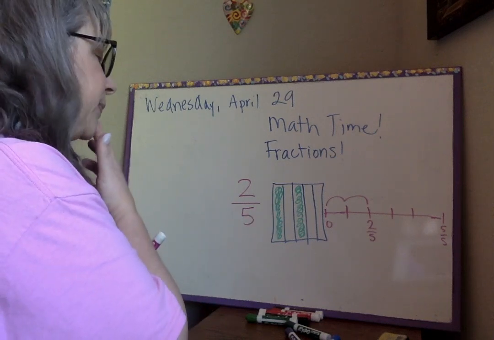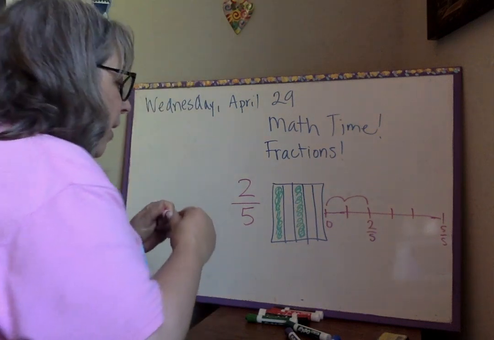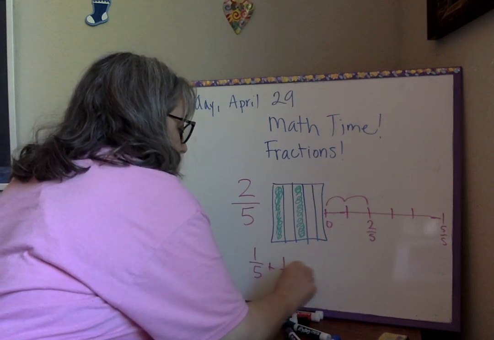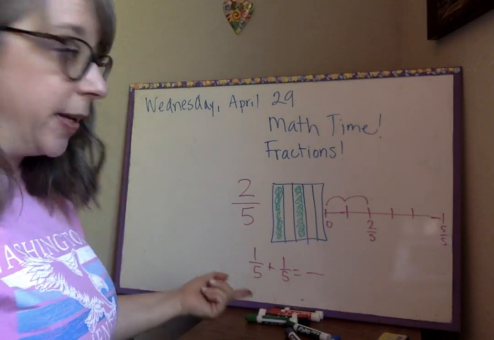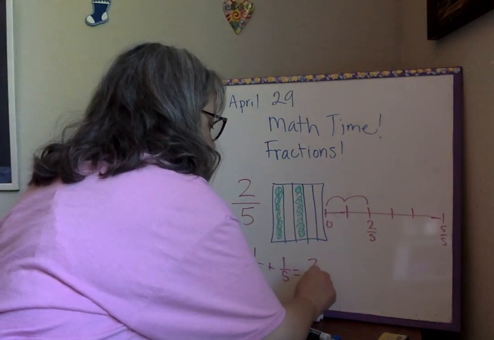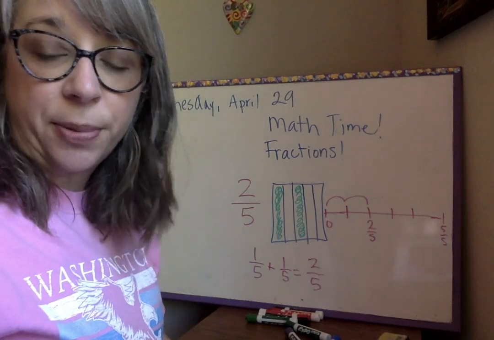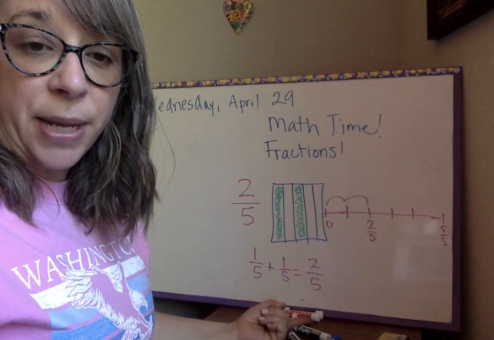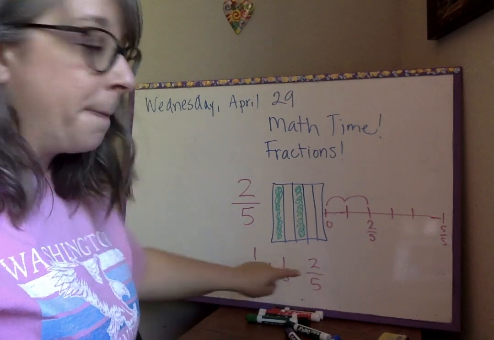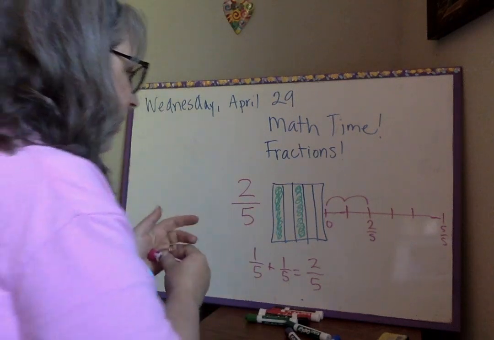Now, one thing I want to throw in there is another way we can get to 2/5. We can say 1/5 plus 1/5. 1/5 plus 1/5 equals 2/5. Because remember, whenever our denominator is the same, we can add, subtract, multiply, or divide. But since our denominator is the same, it will always be the same in your answer. The 5 will always stay a 5. Okay? So 1/5 plus 1/5 equals 2/5. So there's another way we can represent 2/5.